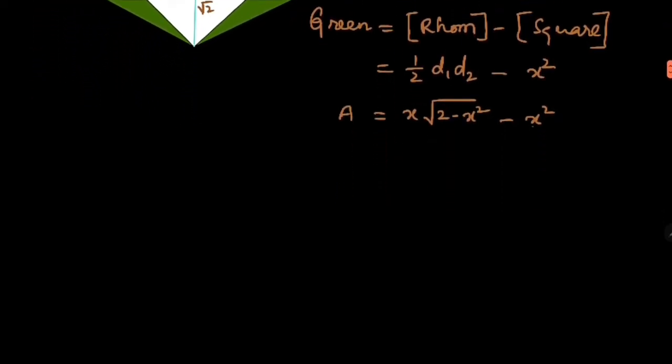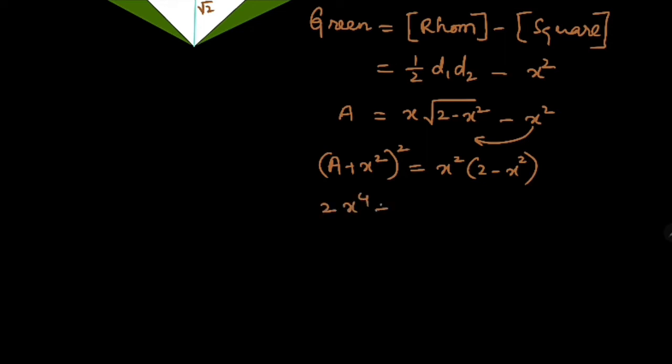Then transpose this x square outside and do squaring on both sides. (A plus x square) whole square equals x square into (2 minus x square). Okay, simplify this and write in the form of 2x power 4 plus 2x square into (A minus 1) plus A square equals 0.